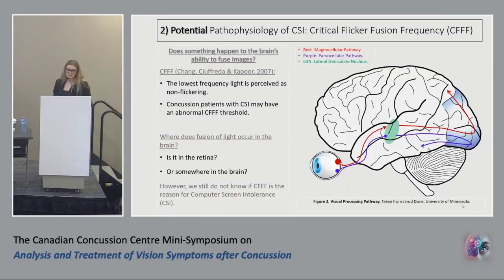It has been postulated that the magnocellular pathway might play a role in critical flicker fusion frequency because this is responsible for detecting the motion of light. However, we still do not know if critical flicker fusion frequency is the reason for computer screen intolerance. There have been studies done in the literature, but no one has achieved any significant results. The sample sizes were very small, and they included brain injuries that were more severe than concussion.